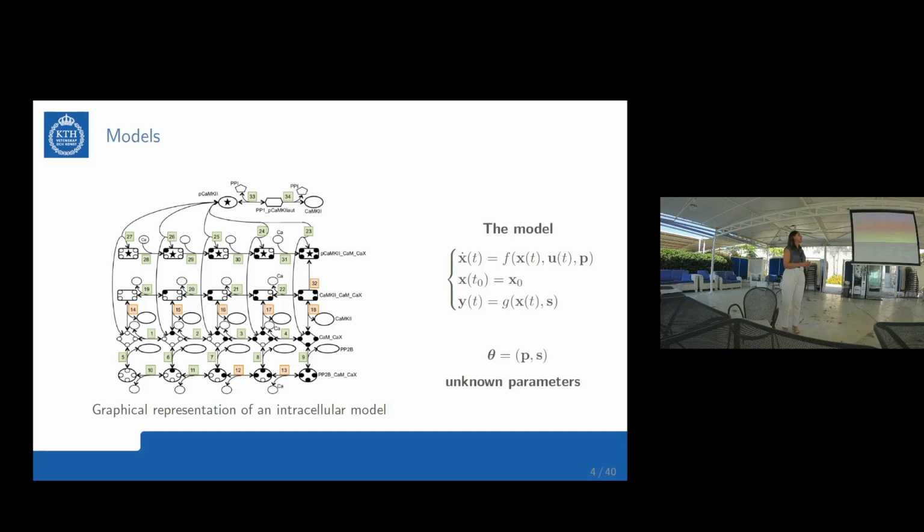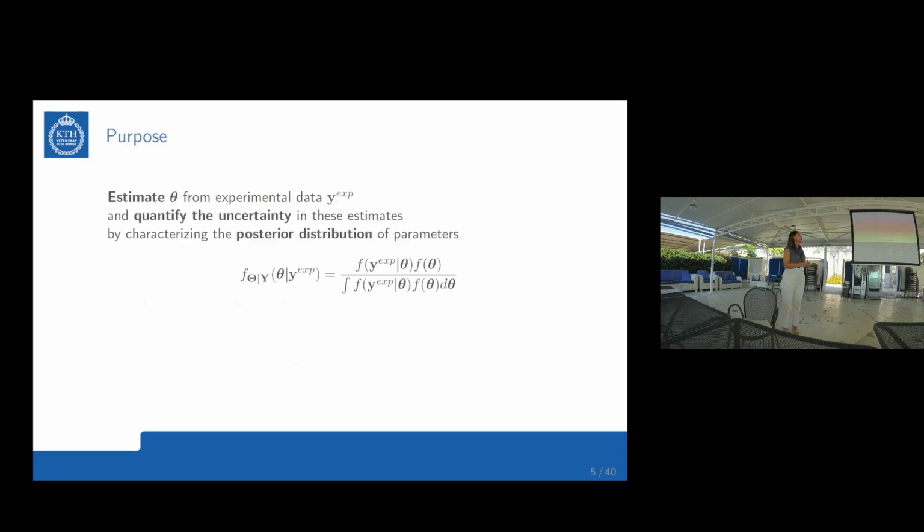Then the experimentalists provide measurements, y, that in general are a function, g, of the states, the concentrations x, together with some parameters s for the readout. And these vectors of parameters, p and s, that together I will denote by theta, are unknown. And the purpose is to estimate these parameters theta using the experimental data that are provided by the experimentalists.